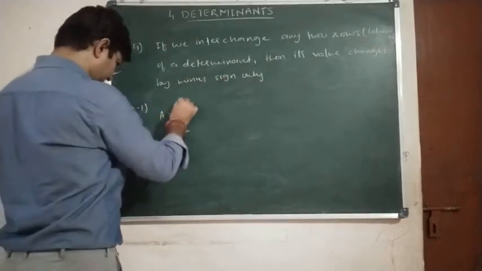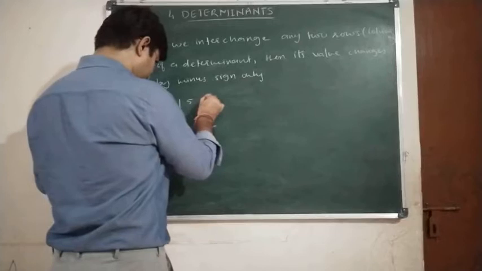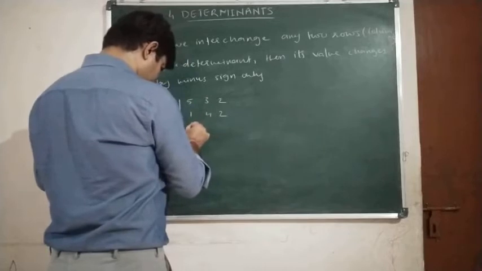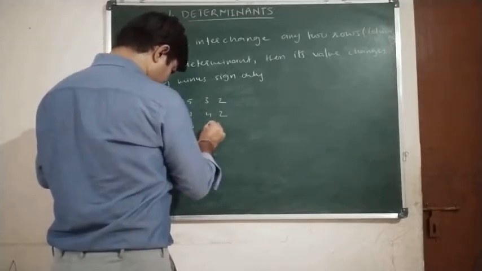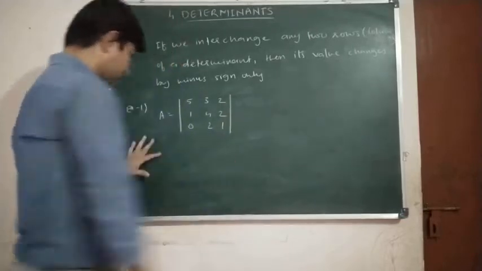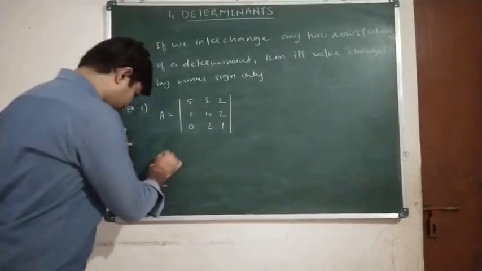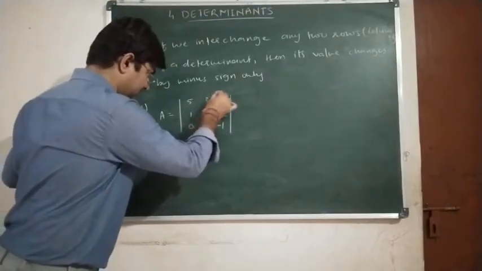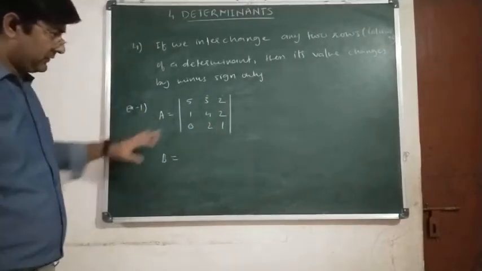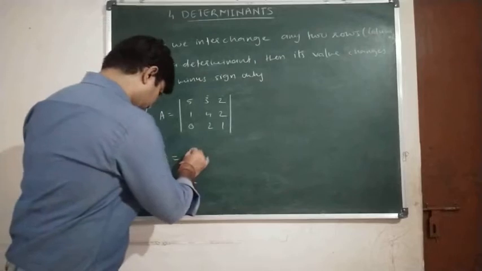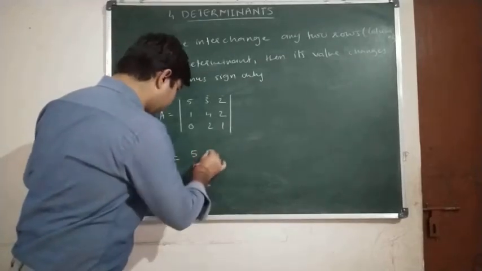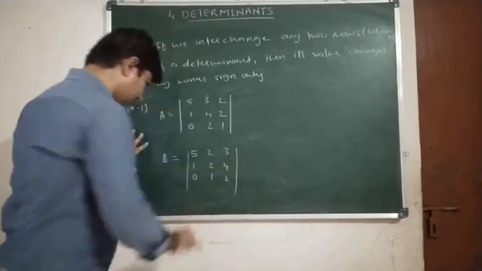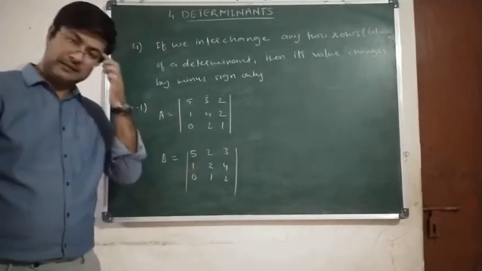Okay, if we have taken determinant A 5, 3, 2, 1, 4, 2 and 0, 2, 1. Okay, this is a determinant A. Now let us find out the other determinant by interchanging the second and the third column. Yes or no? We are changing the second and the third column. So B is equals to 5, 1, 0, 2, 2, 1, 3, 4, 2. This is another determinant obtained by interchanging the second and the third column.